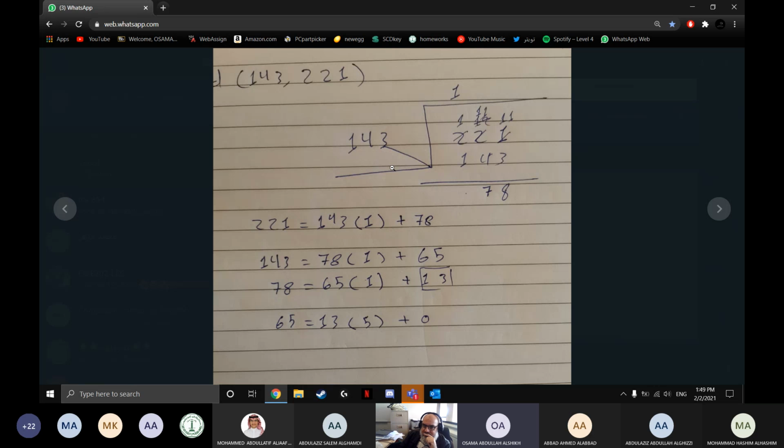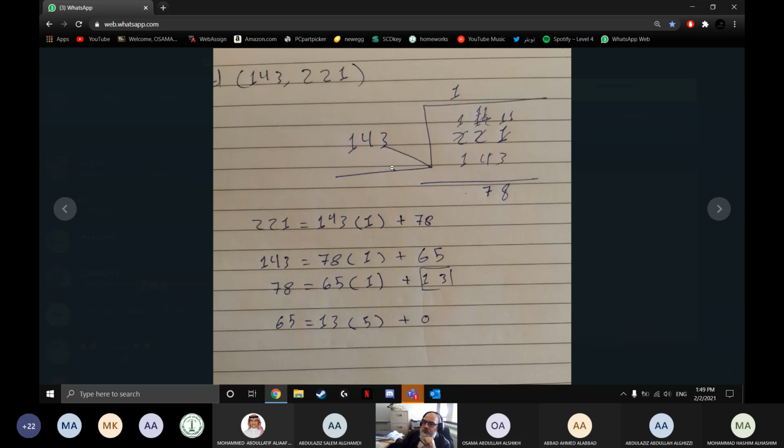And finally, now we have 65 and 13. Lo and behold, 65 is equal to 13 multiplied by 5 plus 0. So 5 times 3 is 15, 5 and 1, 5. So, right? So basically, what is the greatest common divisor? Well, it's the previous remainder, which is the 13.